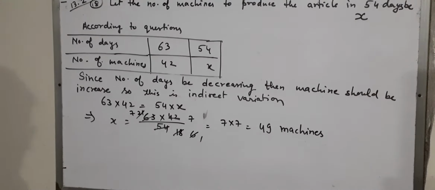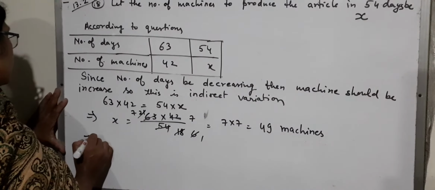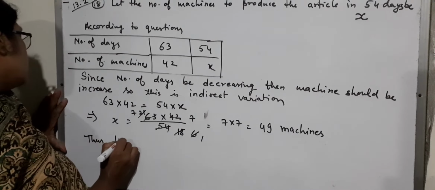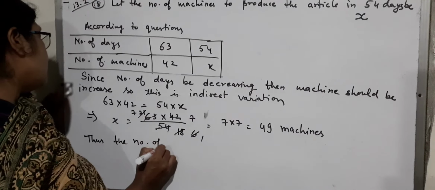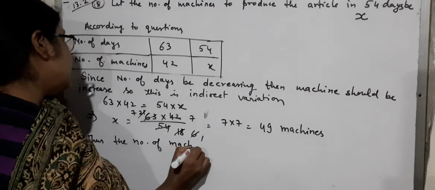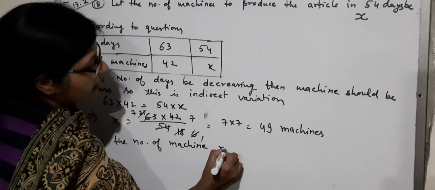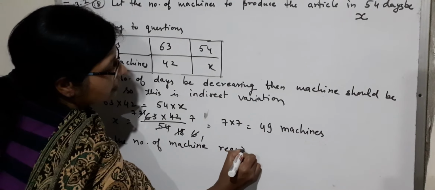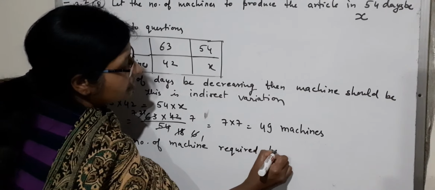49 machines. So thus the number of machines required to produce the articles would be 49.